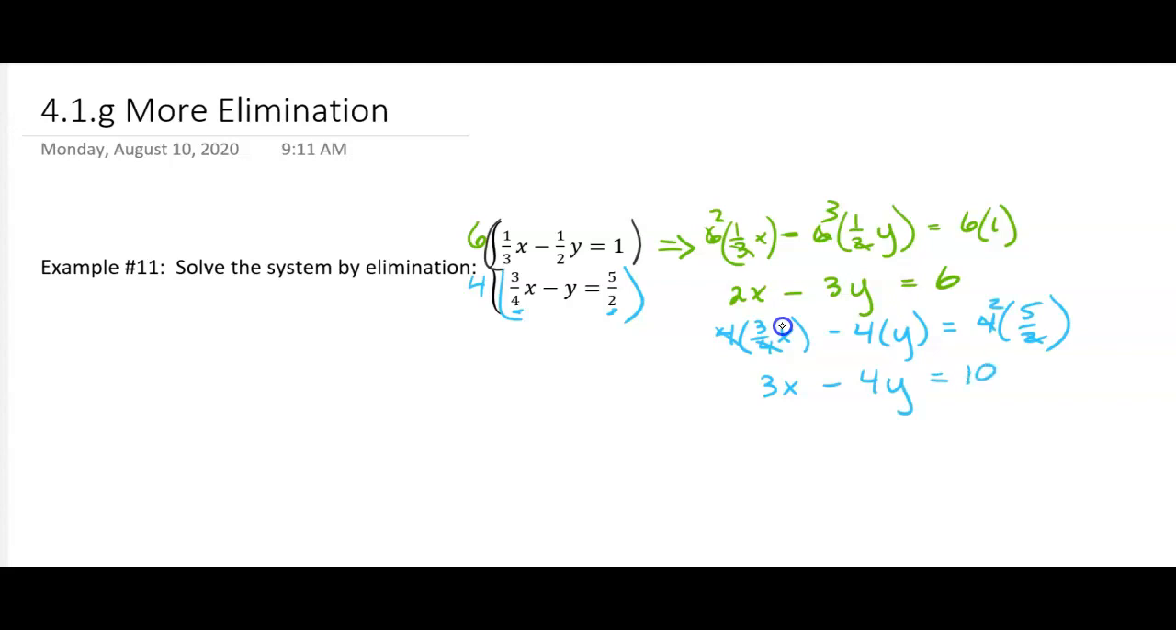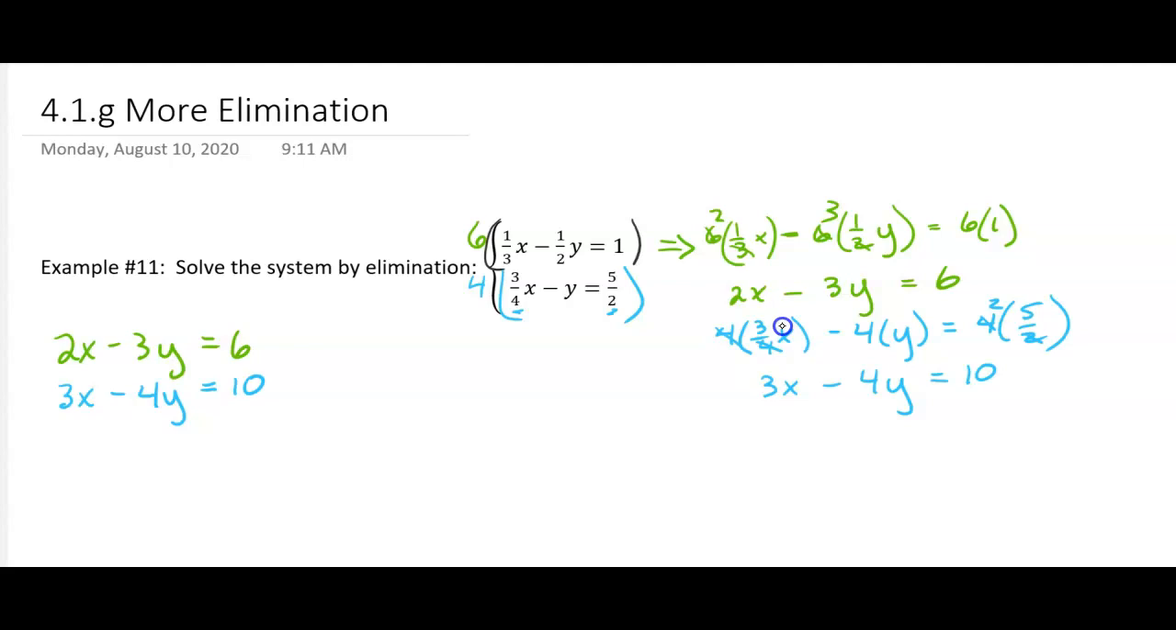So if I take the green equation, I'm going to go way over here to the left, and I recopy that green equation. 2x minus 3y equals 6. And then if I copy the blue equation that I have without the fractions, 3x minus 4y equals 10. Now I can start the problem. So that was just to get rid of the fractions. And now I have equivalent equations, but they don't have any fractions in them.